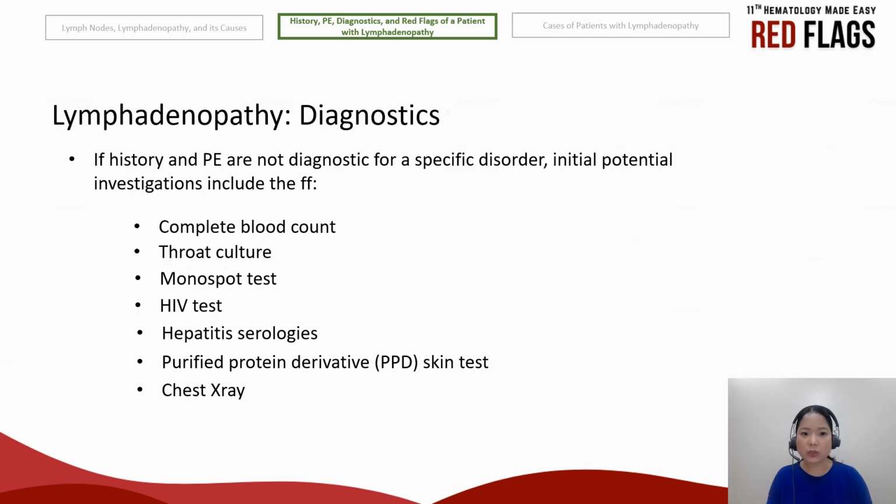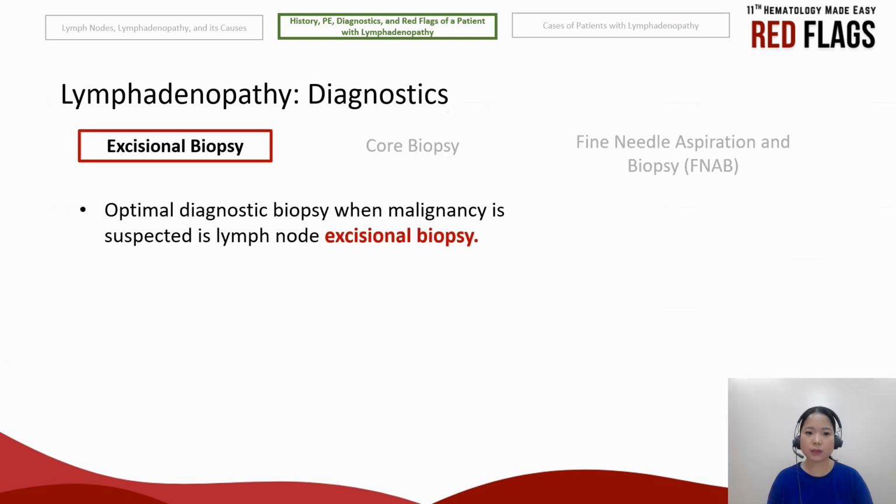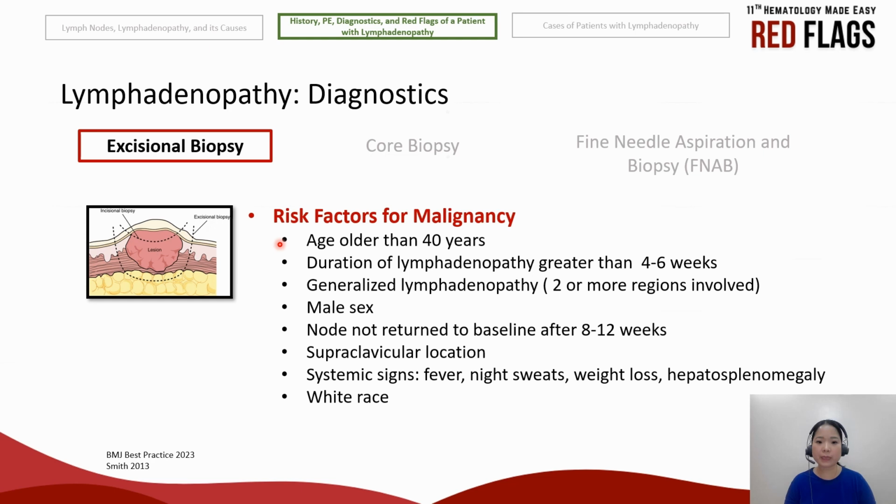If the history and physical examination are not diagnostic for a specific disorder, these are the initial investigations that we may perform. Now, the optimal diagnostic biopsy, especially when malignancy is suspected, is lymph node excisional biopsy. So risk factors for malignancy include age older than 40 years, a duration of lymphadenopathy greater than 4 to 6 weeks, generalized lymphadenopathy, male sex, a lymph node that does not return to baseline after 8 to 12 weeks, supraclavicular location, systemic signs, and white race.